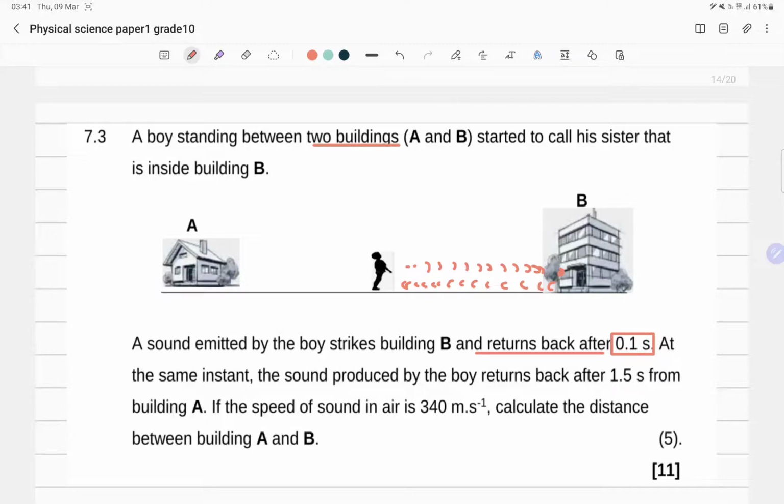Anyway, now at the same instant, the sound produced by the boy returns back after 1.5 seconds from building A. I think this question is unclear though. My problem is this sound of this boy would have gone this way, those compressions would go there and hit that building, then come back to the boy. So what are we talking about exactly?